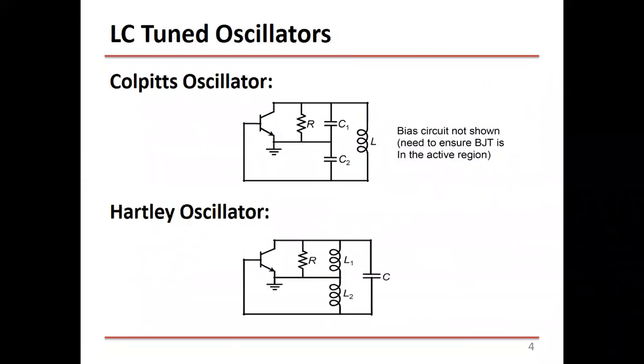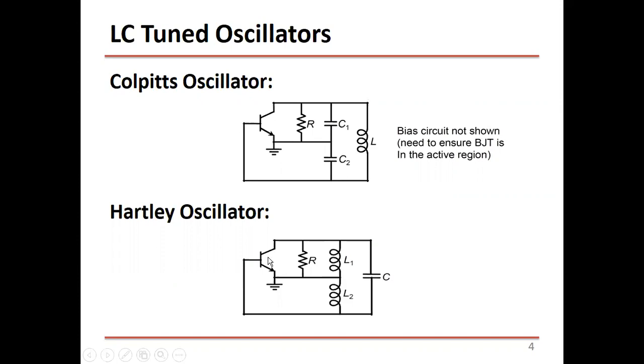So this is a general block diagram or circuit diagram of the Colpitts oscillator and the Hartley oscillator. You can see the only difference is that you switch the C and L. It's a tank circuit. You have a tank circuit here that consists of 2 capacitors and 1 inductor. In this case, you have 2 inductors and 1 capacitor.